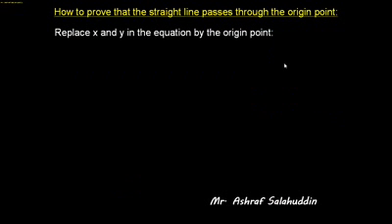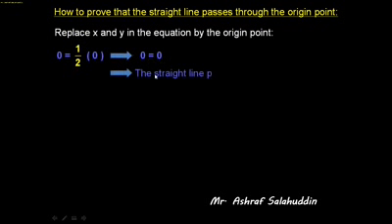The third way to prove that the straight line passes through the origin point, I'm going to replace x and y in the equation by the origin point. If it satisfies the equation, it means that the origin point lies on the straight line. So I'm going to put y as 0 and x as 0. So half times 0 is 0. So the left hand side equals the right hand side, which means that the straight line passes through the origin point.